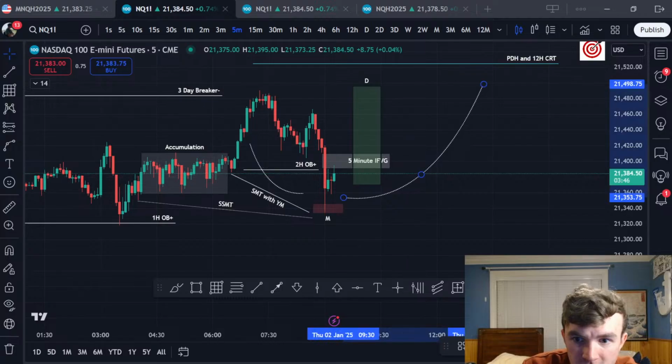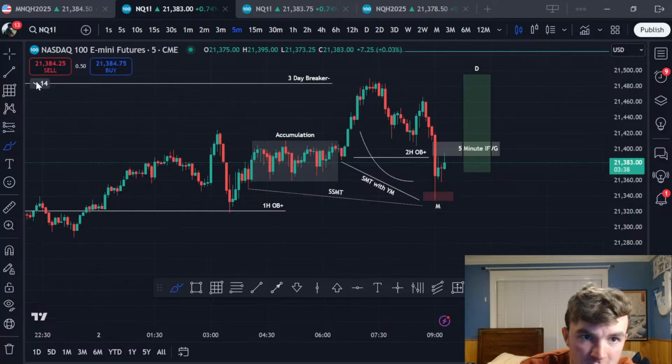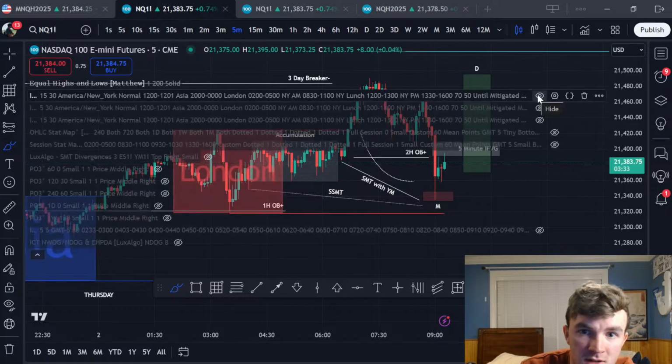I still think this is London reversal, New York continuation, because once again, we pushed into this 1 hour order block during London. You can see that happened right here. The 1 hour order block was pushed into during London, so I think this is London reversal, New York continuation. That's my guess.